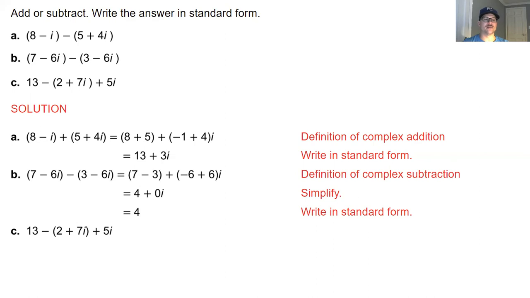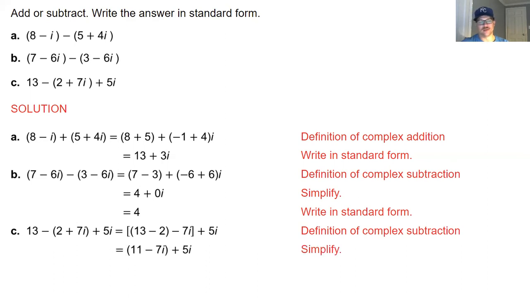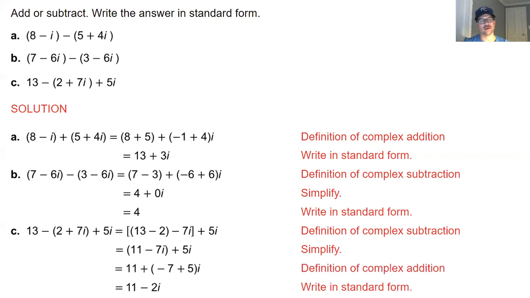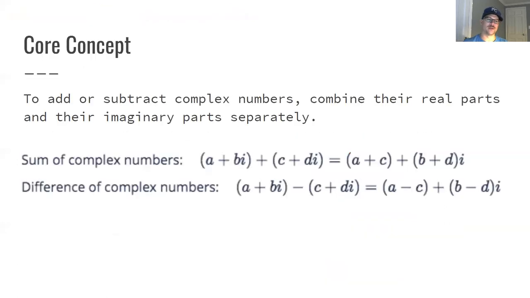Then we've got 13 minus 2 plus 7i, and then a 5i at the end. Again, group your things together so that they are with each other. So 13 and negative 2 go together, and that becomes your 11. And then you've got your 7i and then your 5i combining together to give you a negative 2i. Again, making sure in standard form your i is written at the end. So that's that. When you're adding and subtracting, again, combine the real parts together and then your imaginary parts separately.